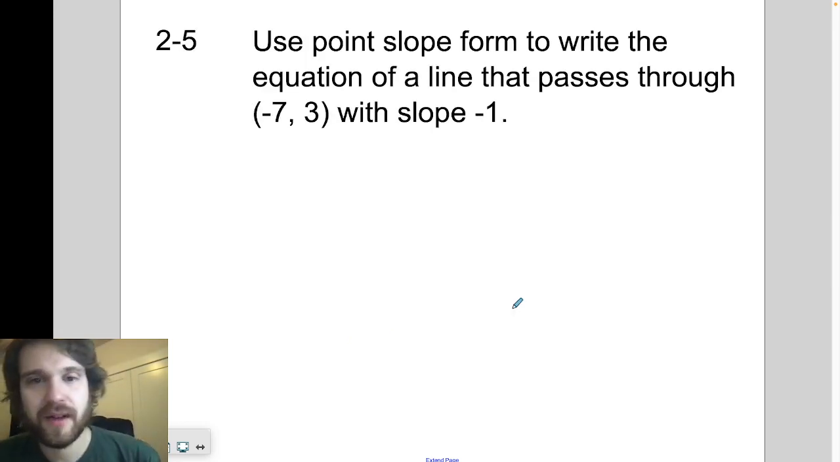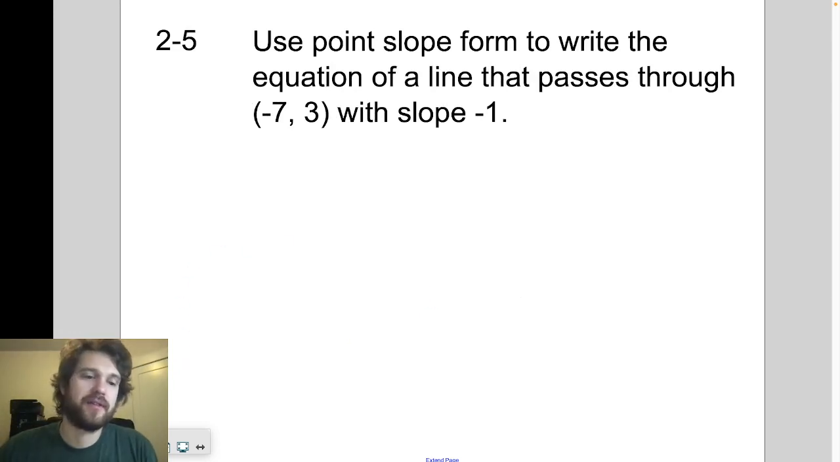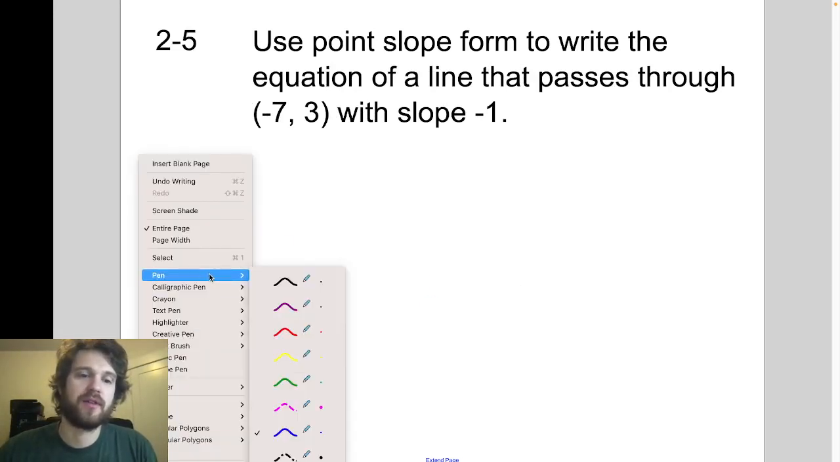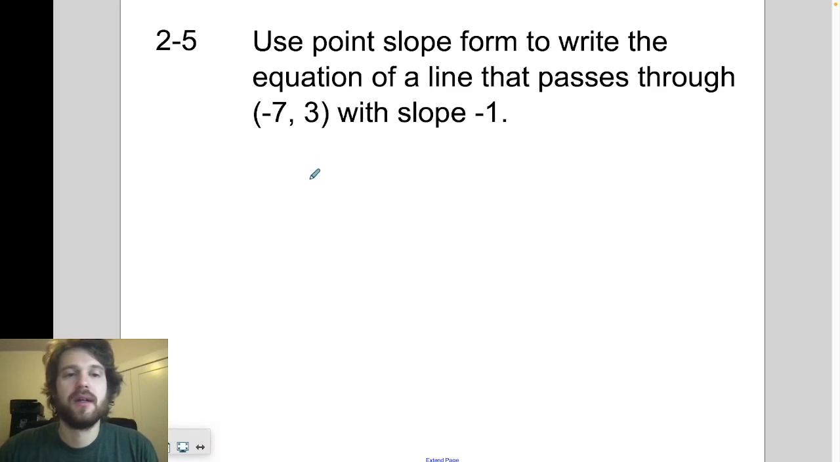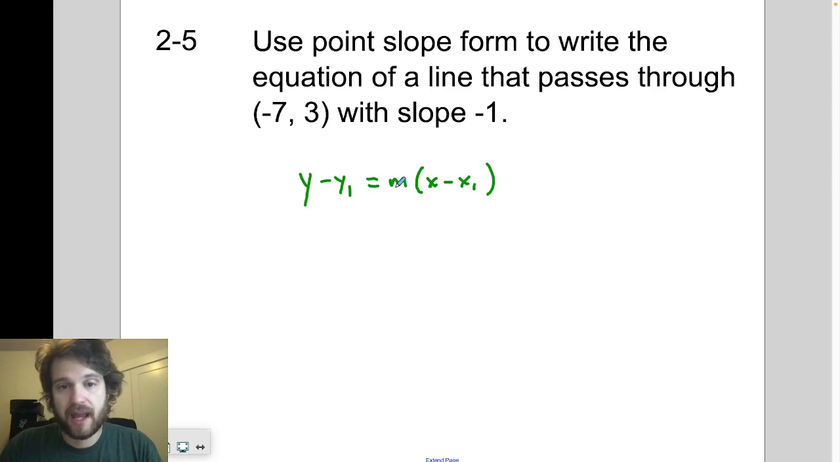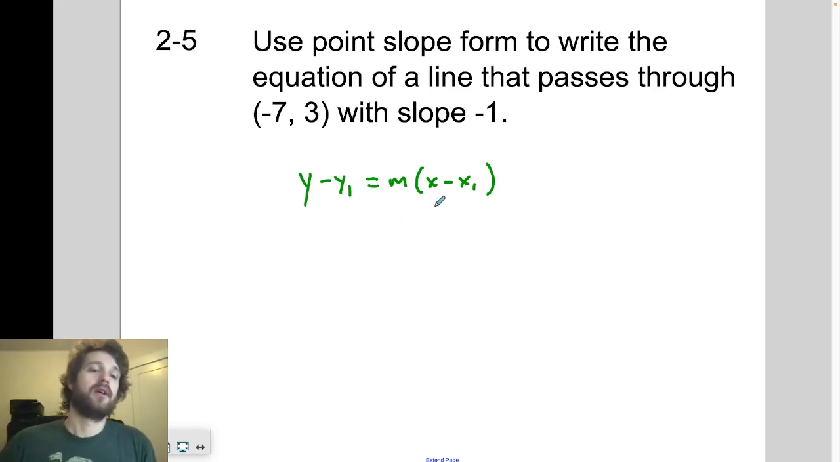2-5, use point slope form to write the equation of a line that passes through negative 7, 3 with a slope of 1. All right, time to switch colors. Point slope form is not y equals mx plus b. It's y minus y1 equals m times x minus x1, where m is the slope, and this line passes through the point x1 comma y1. It's really, really simple for graphing lines and doing other stuff like that.